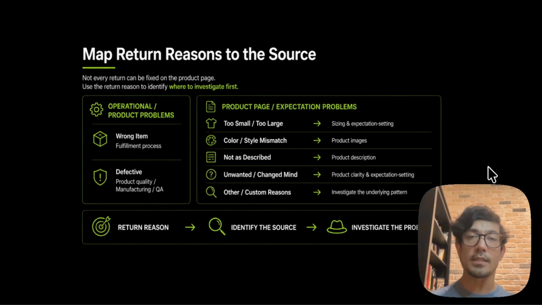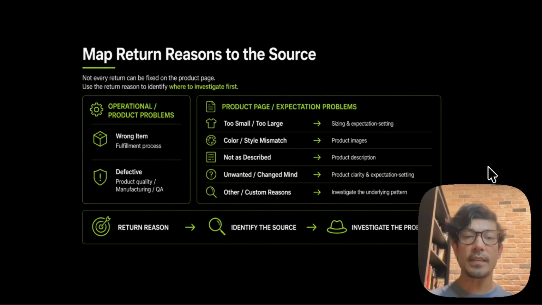The next is color and style mismatch. Whenever there's a color and style mismatch, it's almost always an indicator that the problem is with the product images. Maybe the product images that you have look really good, but they have too much contrast to where they pop online. But when the customer actually receives the product, it's not as vibrant in real life as it is on the computer. The next is not as described. When you're getting a lot of returns that are not as described, it almost always points to the product description. The product description isn't communicating what the customer actually needs to know when buying this product.